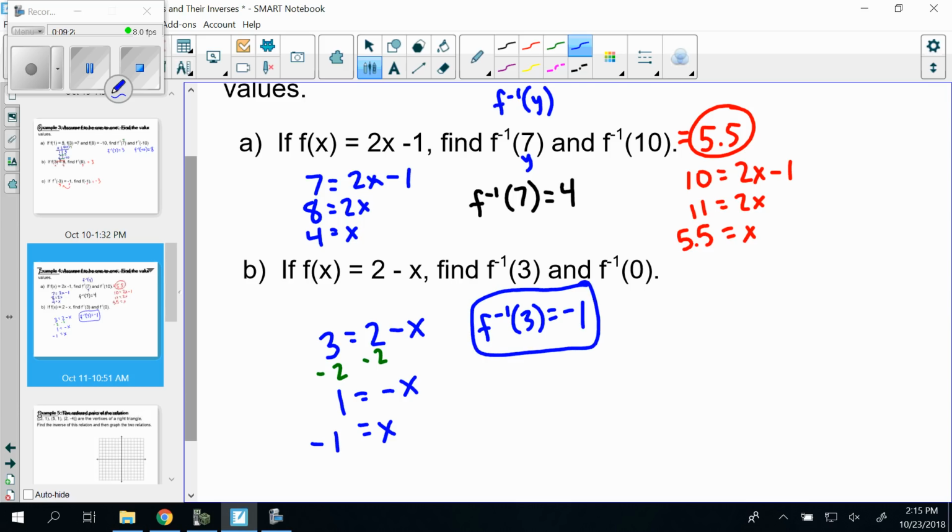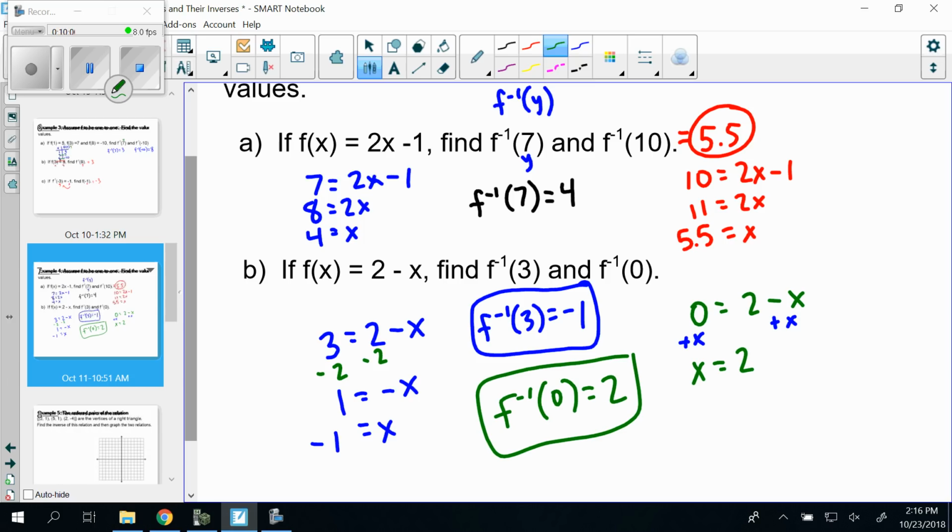All right, for the other one, find the inverse at 0. So now you put 0 in place of that and solve it. If you put 0 in for f of x and solve this, another way of solving this, rather than subtracting 2, would be to add x. That actually gets us to the answer quicker here. x would equal 2. And so the inverse at 0 equals 2.